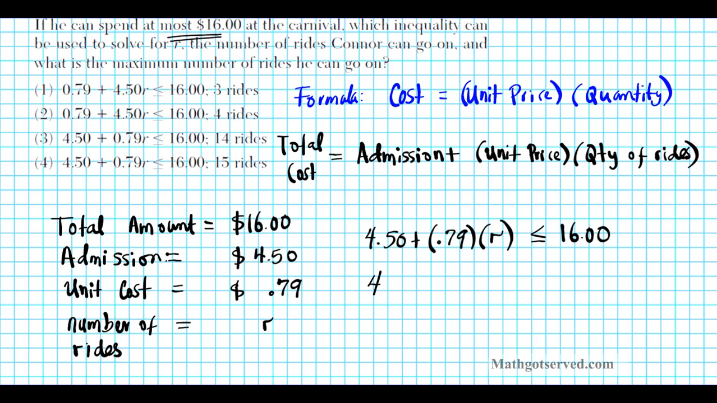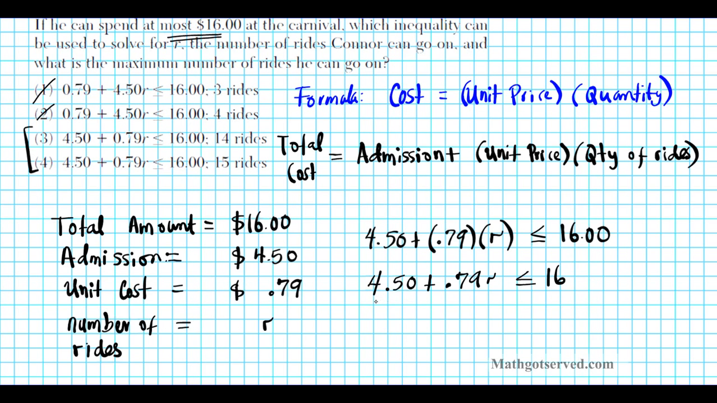We can write this as 4.50 plus 0.79R is less than or equal to 16. So we see that our answers are either option 3 or 4. It cannot be 1 or 2. So what's the right answer here?